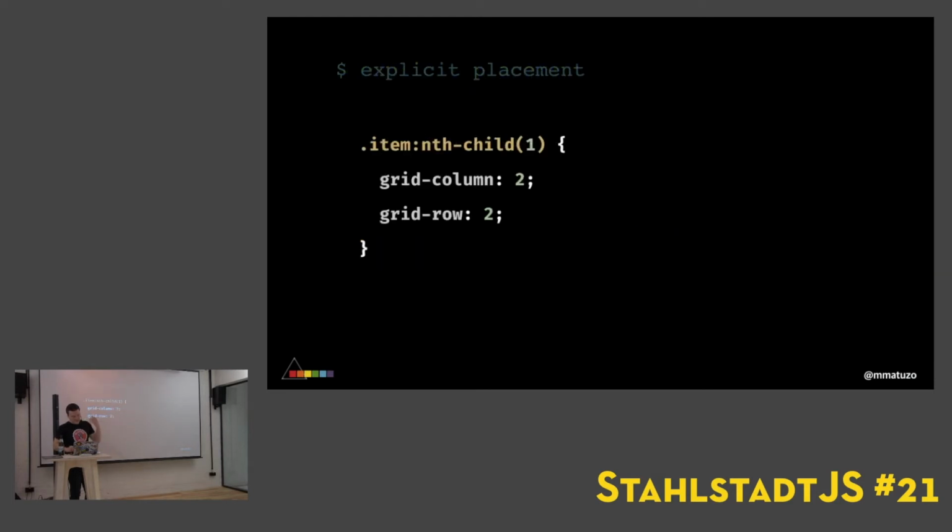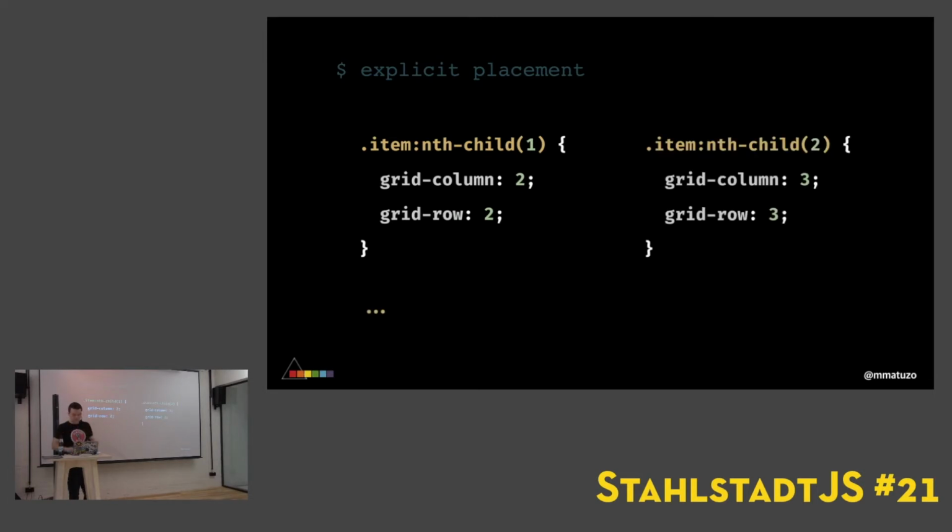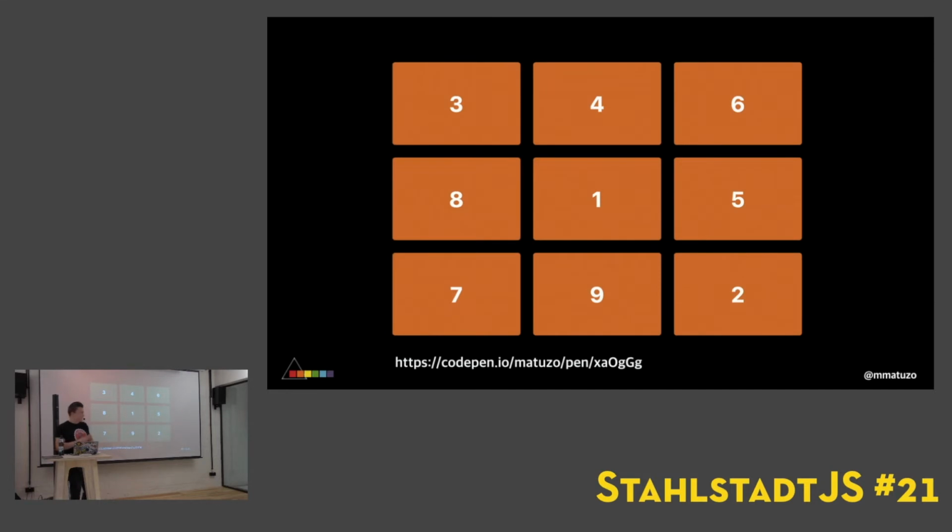So I could, for example, select the first child item and place it on the second column and the second row. Or I can select the second one and place it on the third, and so on. It might look something like this. So I can reorder all the items in my grid, and if I now press tab, it's very hard to follow where focus will go next. Yes, I know for you it's easy because there are numbers, but usually we don't have numbers on websites, so usually it's not that easy to follow where focus will go next.